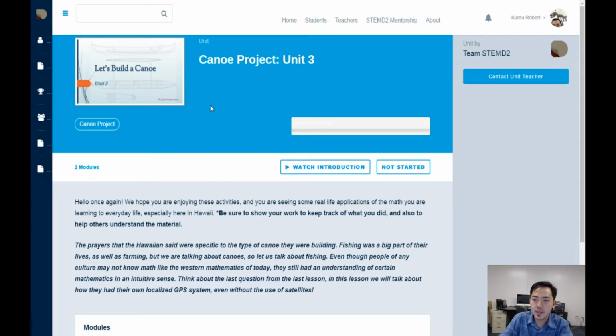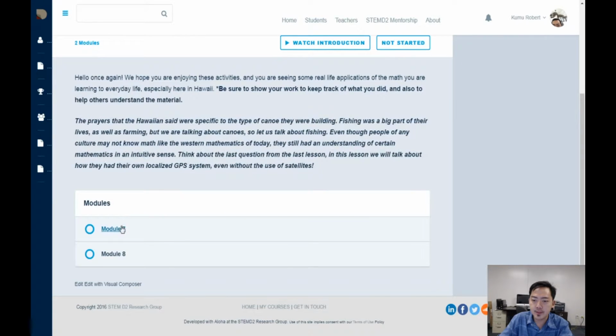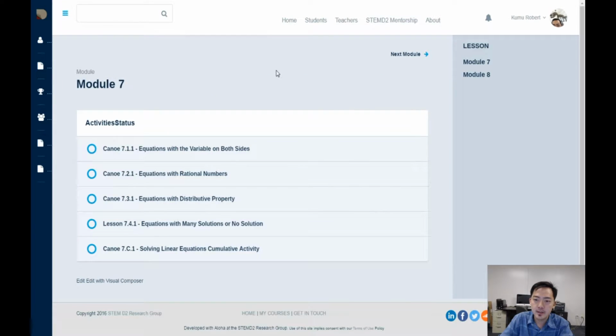Here we are in Unit 3. We can read the introduction for Unit 3, or we can even watch the video for it. Whenever you're ready, let's go down to Module 7. Here we have the list of activities for Module 7, which is about solving linear equations. The first activity we'll be talking about today is Canoe 7.1.1. This is the first activity that corresponds with Lesson 7.1 in the Go Math book.